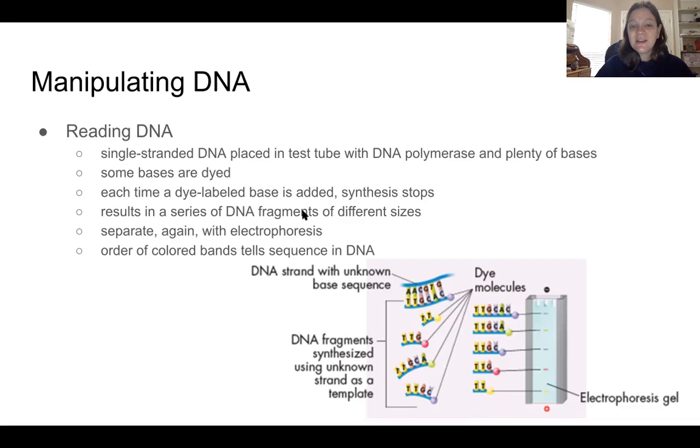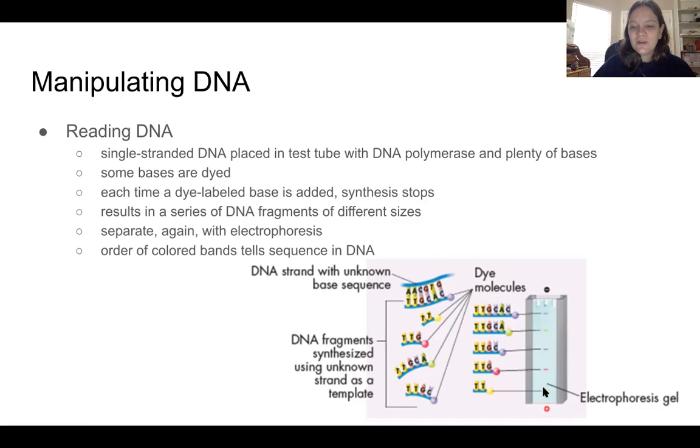So you get these DNA fragments of different sizes because they might stop after a couple of bases. They might stop after like 6 or 8, or they may not stop for a bunch of bases. Okay, so we get these DNA fragments that have different sizes to them. And again, we can do electrophoresis and separate them based on their size.